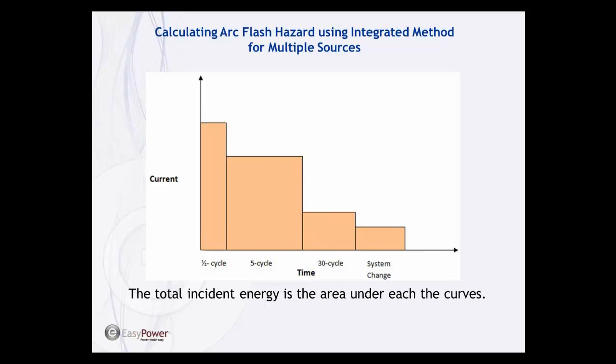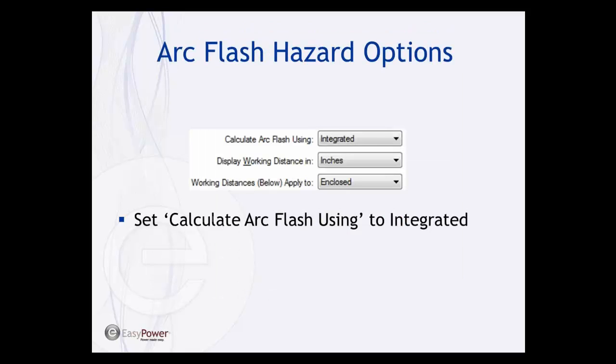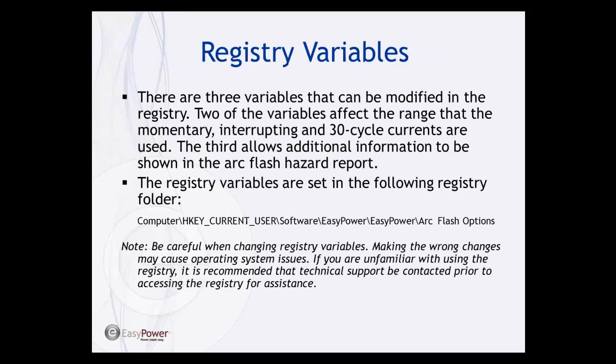So this is the fundamental principle behind the integrated method, and why you may see different results, because we're looking at each individual time. Now, in the options under calculate arc flash using, you need to set that to integrated. By default, it's set to momentary.